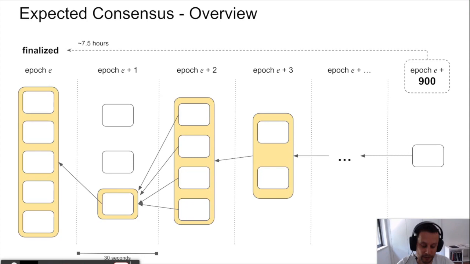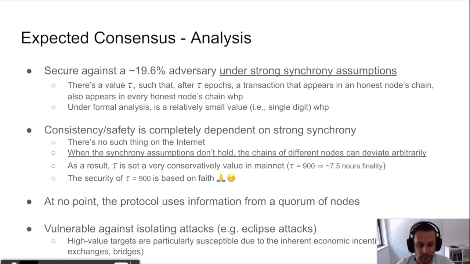So there are a few limitations with this mechanism. The first is that it's only secure against a roughly 20% adversary, and that is under strong synchrony assumptions. In the analysis, there's a value tau, such that after tau epochs, a transaction that appears in an honest node's chain is guaranteed to appear in the chain of every honest node with high probability. Under a formal analysis, this is a relatively small, single-digit value for tau with high probability. But like I said, this only holds under strong synchrony assumptions, which are very hard to guarantee on the internet.